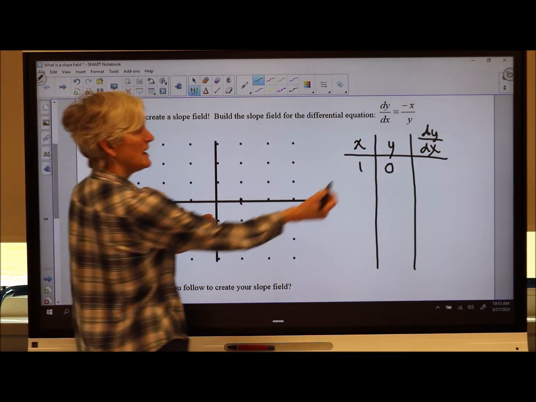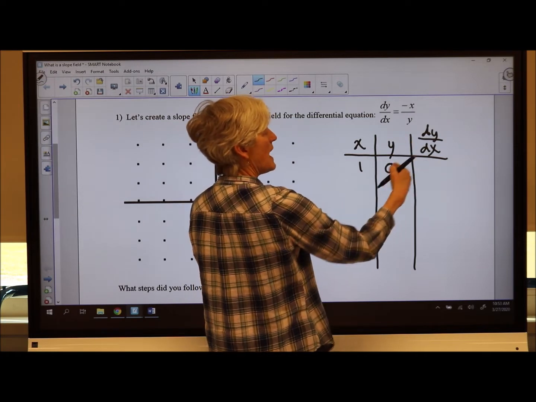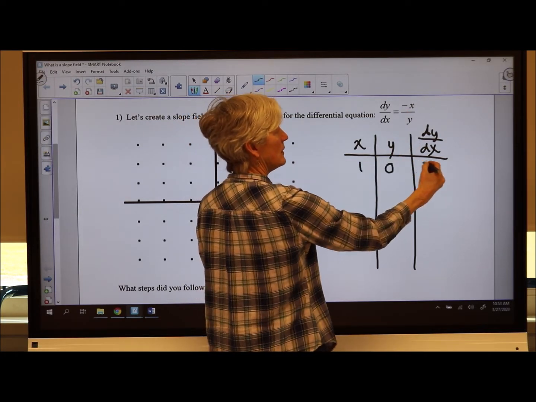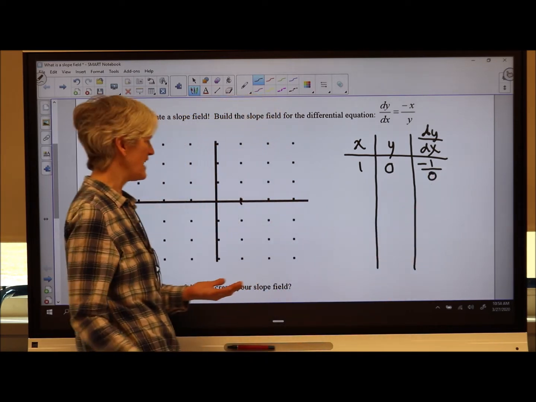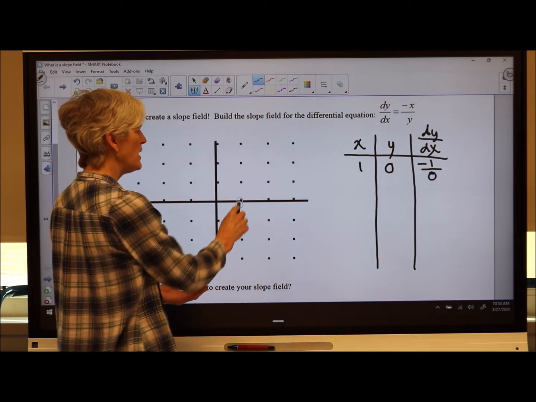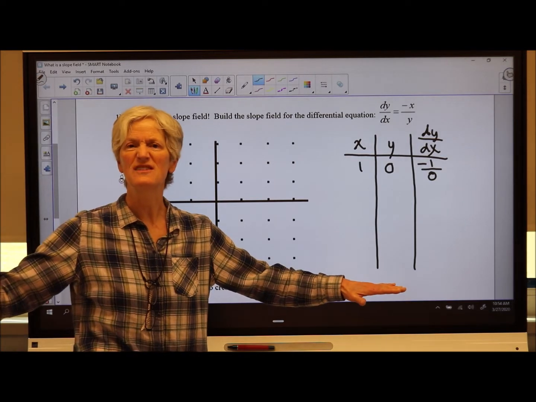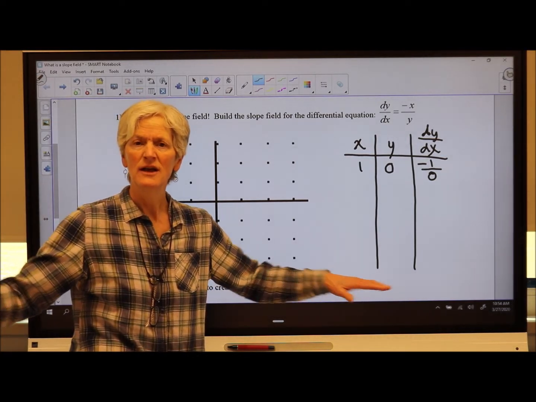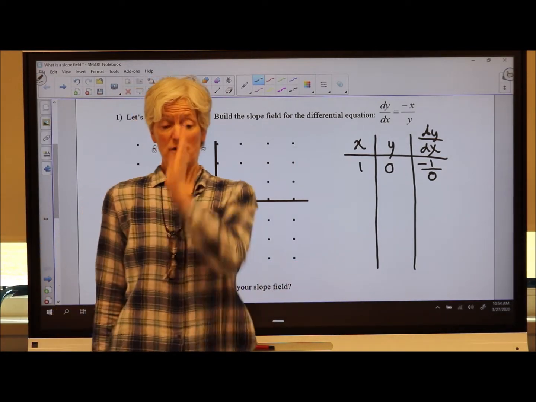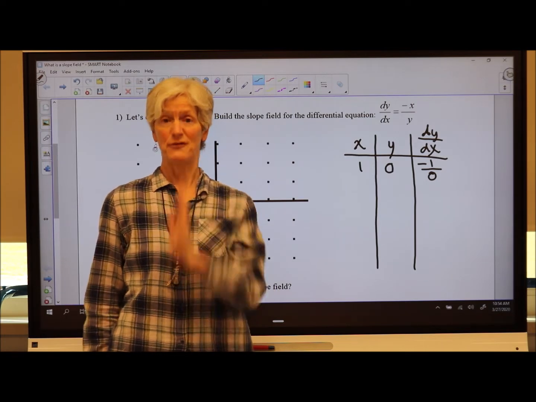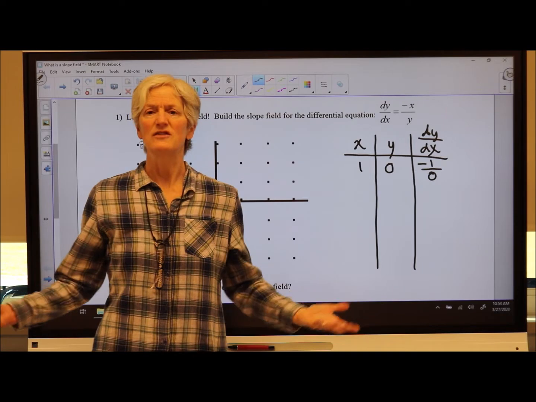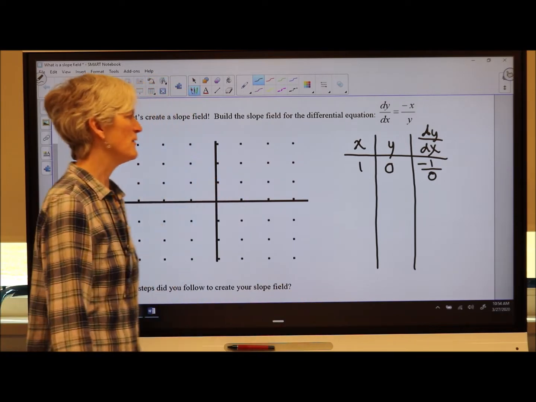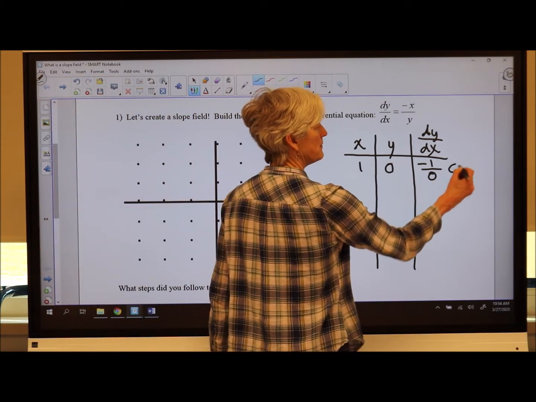Okay, I'm going to plug in my 1 for my x and my 0 for my y. Oh my gosh, danger! What does that mean at that point? That means the derivative does not exist there. That could mean one of two things. Either I have a vertical tangent on my function or my implicit function, or it could mean the function doesn't exist. All right, so we're going to leave that blank.